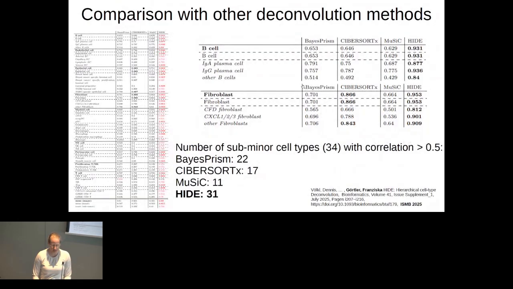Here on the left, you cannot read this. This is just shown like this, would be all cell types we were regarding, and in red is always marked which method had the highest prediction, and then we had the highest prediction except for one cell type. And very interesting is also what is the number of the sub-minor cell types with a correlation higher than 50%. Because correlation higher than 0.5 means there is definitely a strong information confidence. And we see from the 34 sub-minor cell types, our algorithm had 31 which were above, and then the next one was Bayesprism, which had just 22.